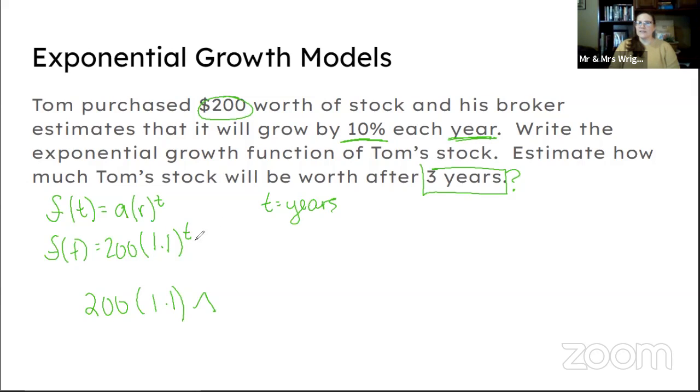Now, instead of putting t or x in, we're going to input here the number 3, because that's what we want to know. So 200, open parentheses 1.1, close parentheses, caret 3. And so let's go ahead and do that. 200 parentheses 1.1, close parentheses, caret 3, enter. So my calculator tells me he will get $1,597.20 in 3 years.